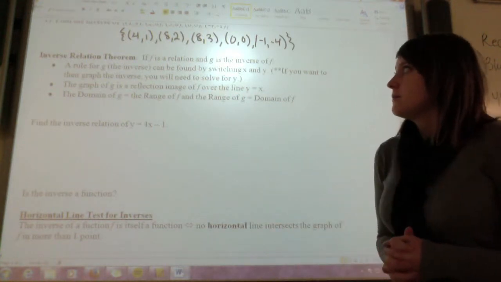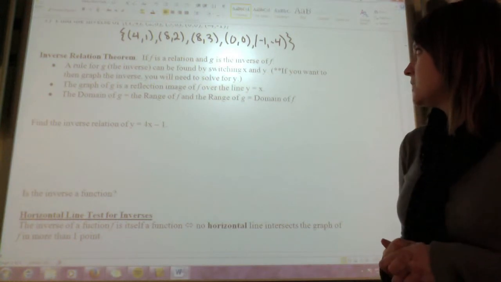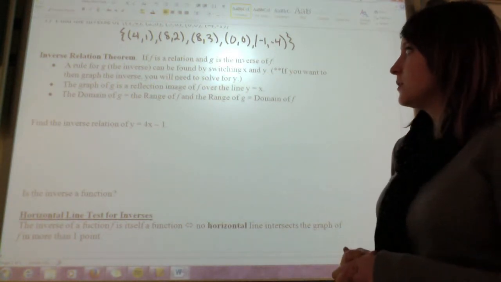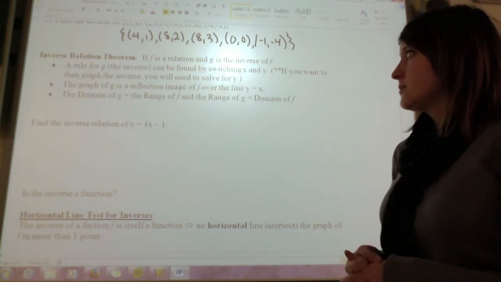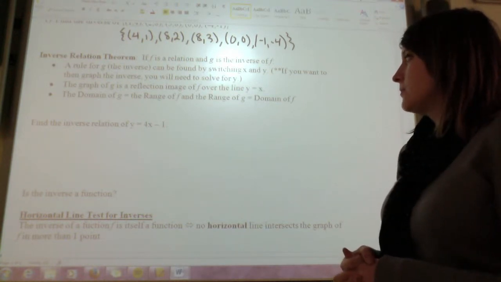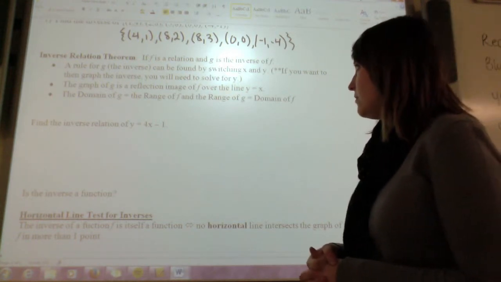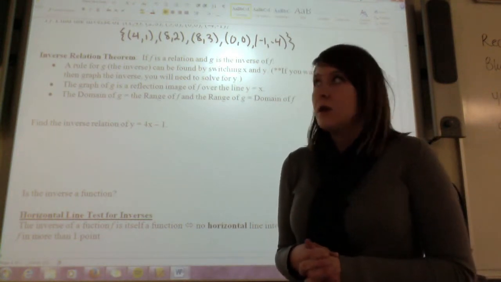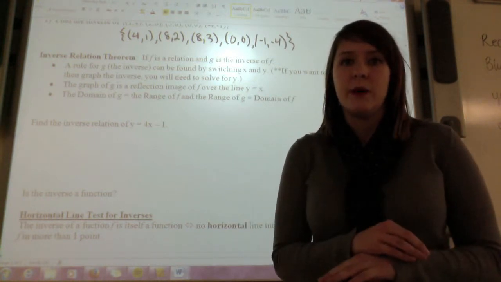Alright, next up we have the inverse relation theorem. So this says if f is a relation and g is the inverse of f, we can say that a rule for g, the inverse, can be found by switching x and y. The graph of g is a reflection image of f over the line y equals x, and the domain of g is equal to the range of f, and vice versa, the range of g is equal to the domain of f. Okay, so essentially all that's happening in an inverse is that you're switching the x and y values.